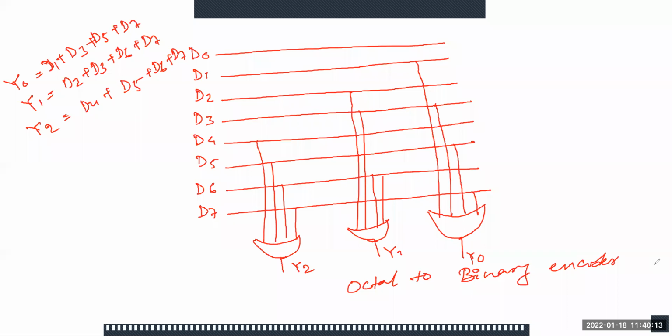Next the topic is the priority encoder. What is a priority encoder? Before going to discuss the priority encoder, is there any doubt for the octal to binary encoder?